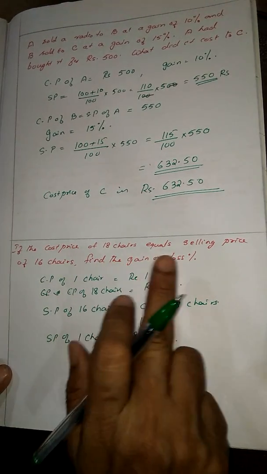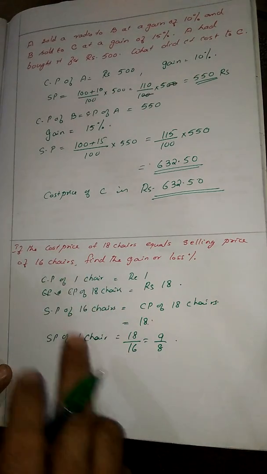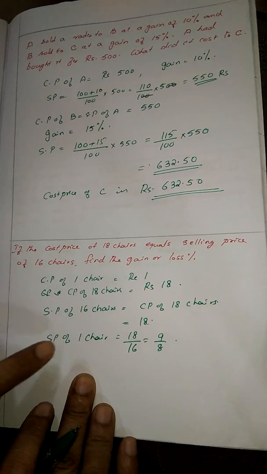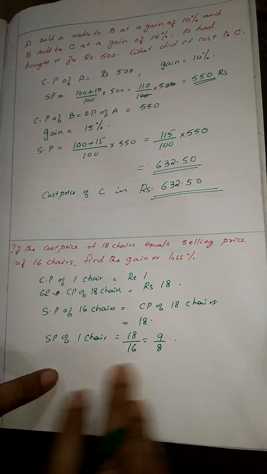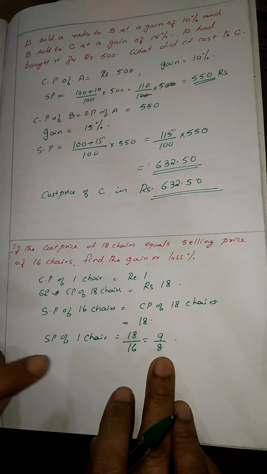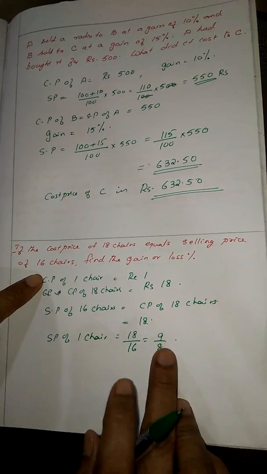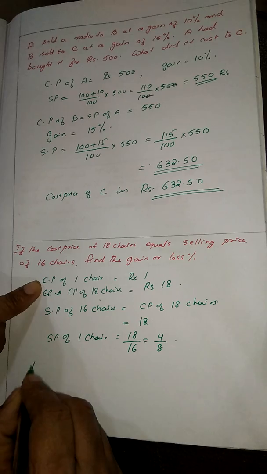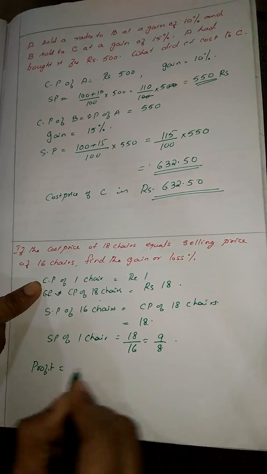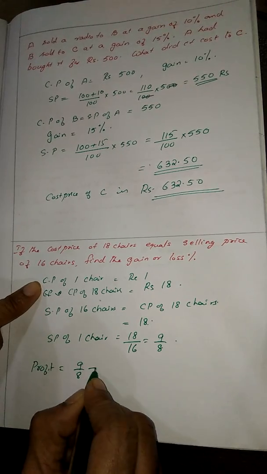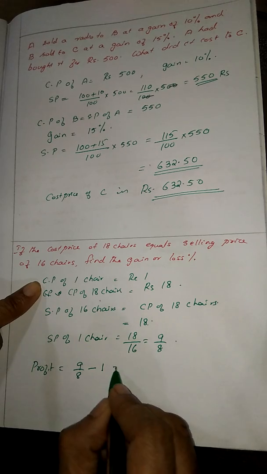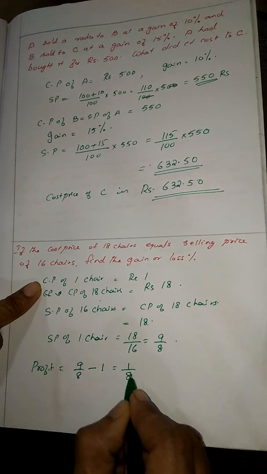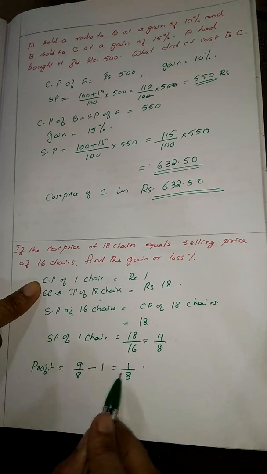Now we have to find the gain or loss. We should always compare it with the same quantity. So cost price of one chair and selling price of one chair. So selling price of one chair is greater than cost price. 9 by 8 is 1 point something. So you can say profit is equal to 9 by 8 minus 1. That is equal to 9 minus 8 by 8, taking the LCM. So 1 by 8.